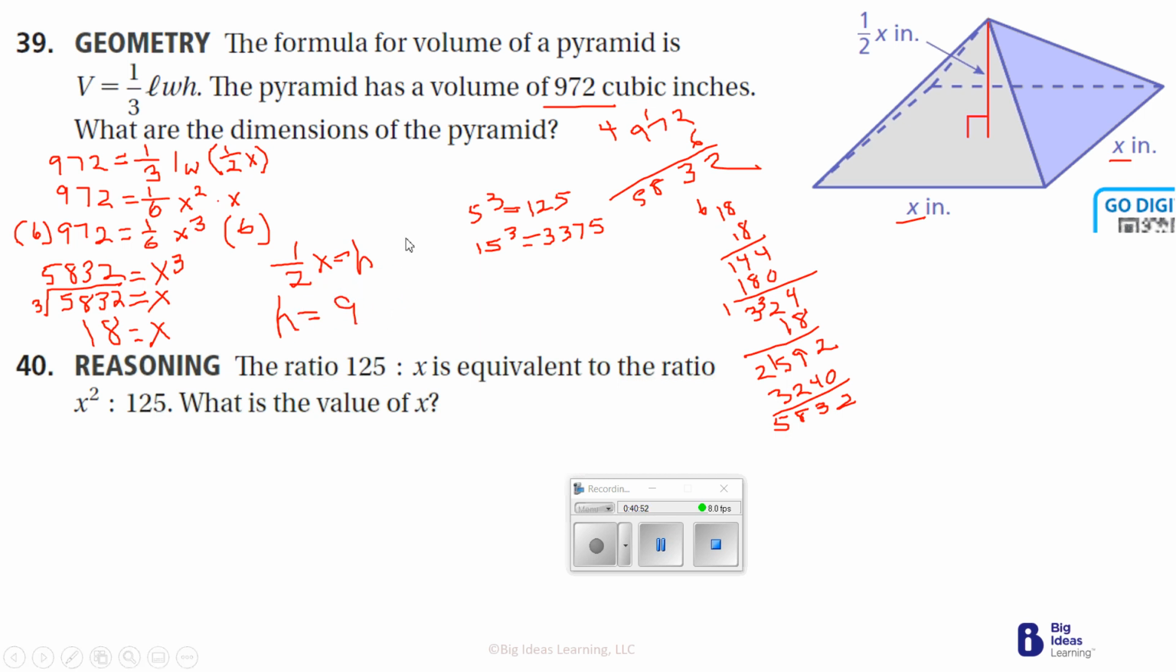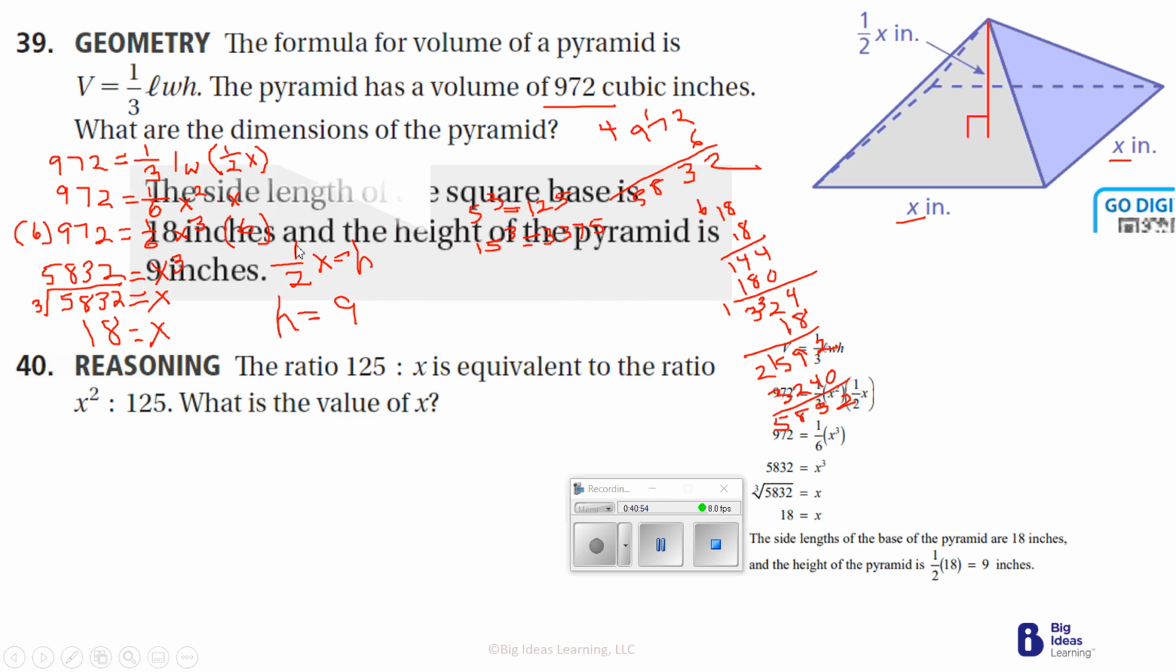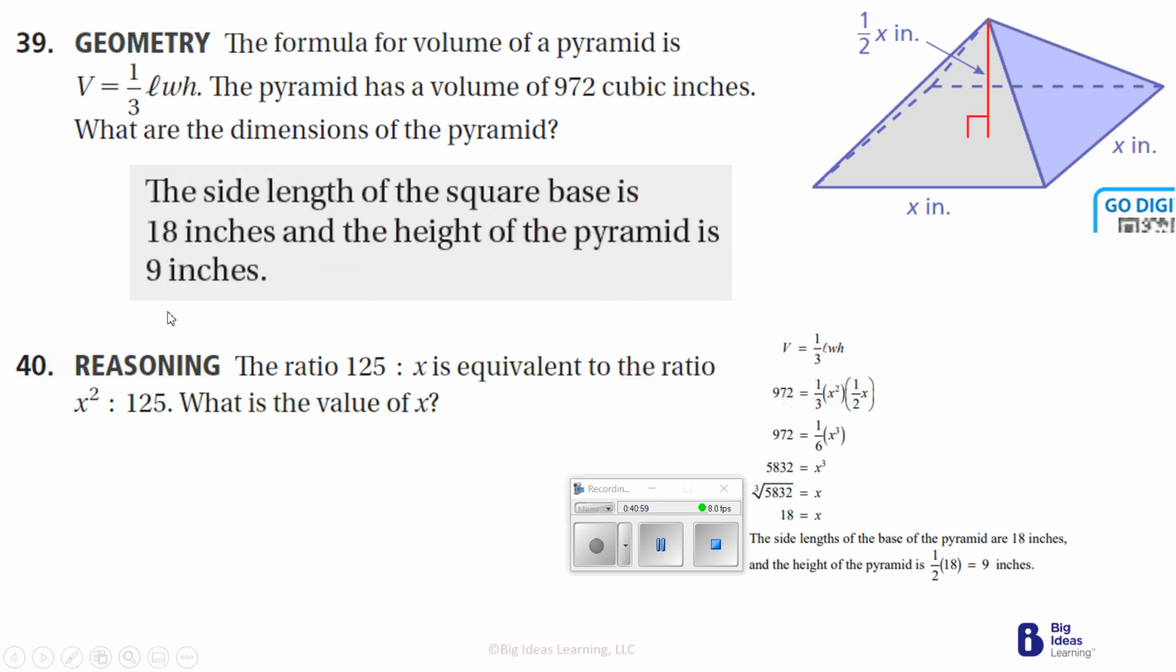So let's see how we did. Looks like I got it right on target. The side length of the square base is 18, and the height of the pyramid is 9 inches. And there's the work to back me up.